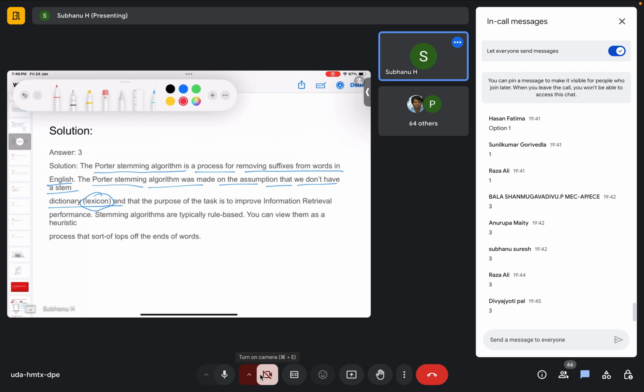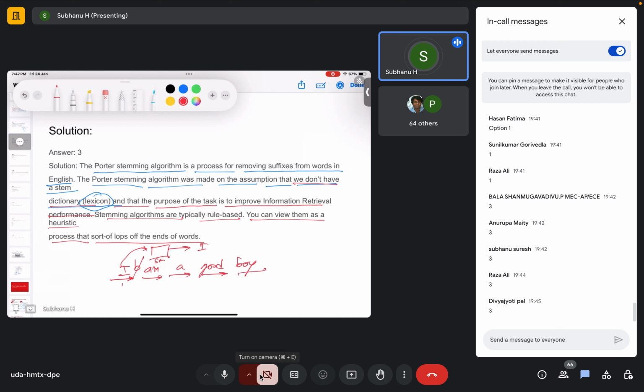Okay, lexicon means dictionary. So we do not have a dictionary or lexicon, and the purpose of the task is to improve information retrieval performance. Stemming algorithms are typically rule-based algorithms. You can view them as a heuristic process that sort of chops off the end of the word. So if I say, "I am a good boy," the stemming algorithm has some rules. If it sees a blank space, then it will stem it and give you the root word. Then it will go like this. So it starts from here and ends here. Okay, like that. Yeah. So this is the thing.